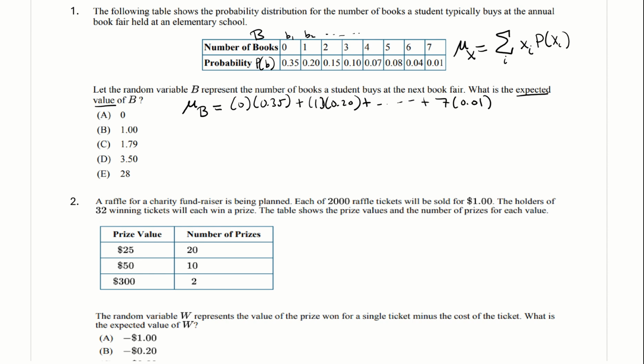And of course you can do this on the graphing calculator, which I will show you how to do in just a second, or remind you of how to do that. And we get our answer here. So the answer is going to be 1.79. So the answer is C. I'll show you how to do this on a calculator.